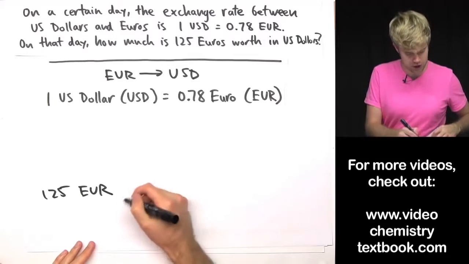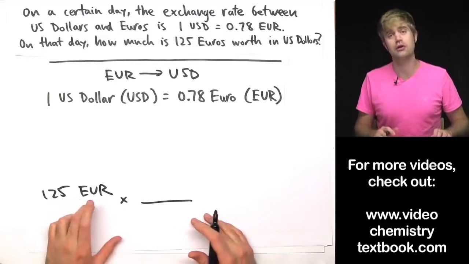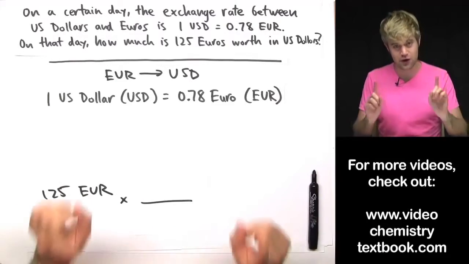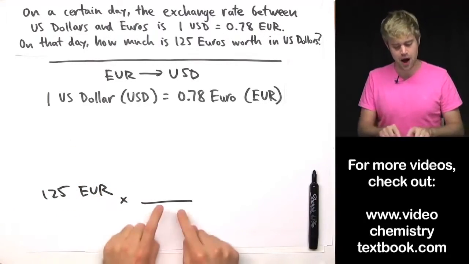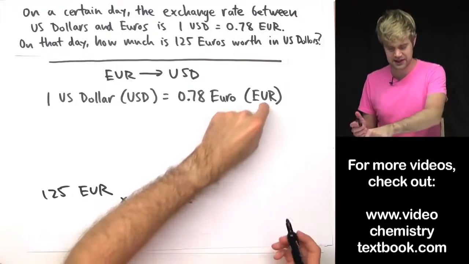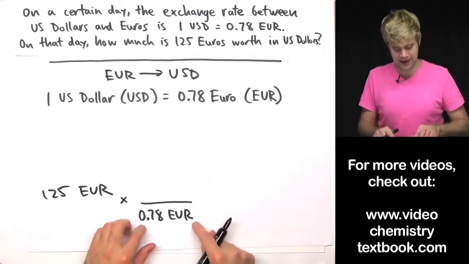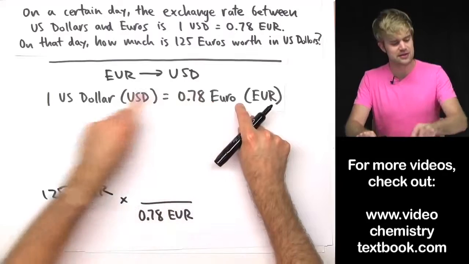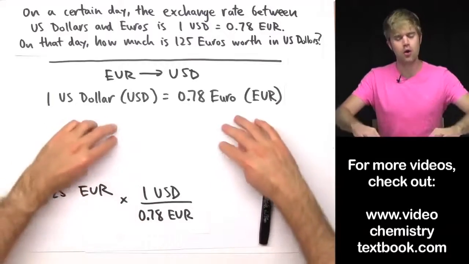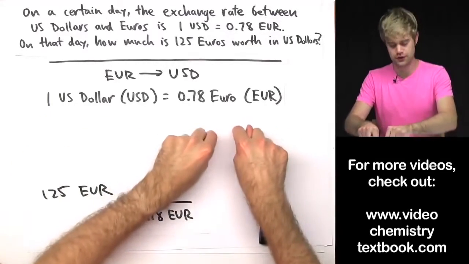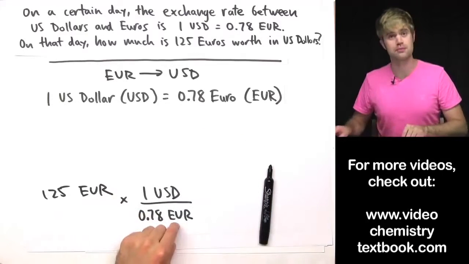Okay? So I'm going to be taking 125 euros, and what do I want to multiply that by to cancel out euros? I'm going to want the version of the conversion factor that has euros on the bottom, so they'll cancel out. So I'm going to take this thing that has euros, 0.78 euros, and that will be on the bottom, which means that then this 1 US dollar will be on the top. So you don't always have to write out both of the conversion factors. You can figure out which of the 2 you need based on what should be on the top and what should be on the bottom.